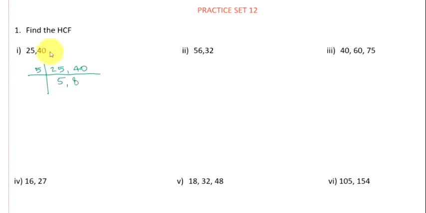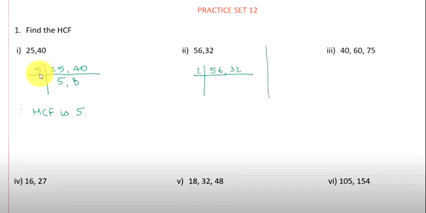Now these two numbers 5 and 8 are such that you cannot divide them any further with a common factor. So in this case 5 is the only common factor for the numbers 25 and 40. Therefore, you can say that HCF is 5. Moving on to the next sum, 56 and 32.